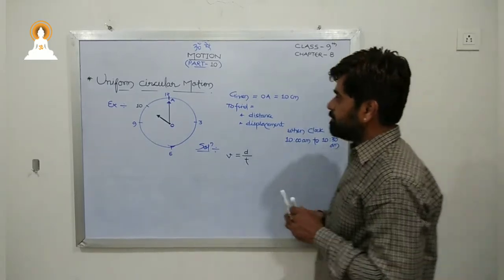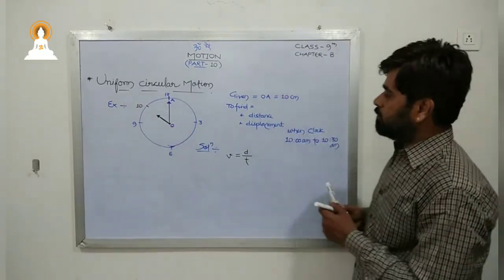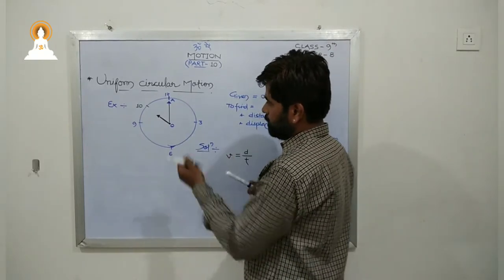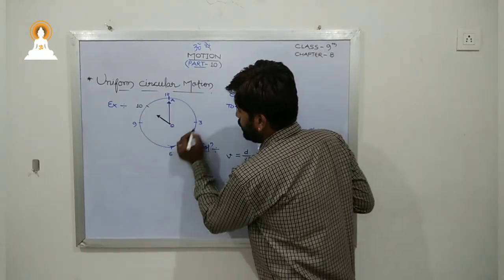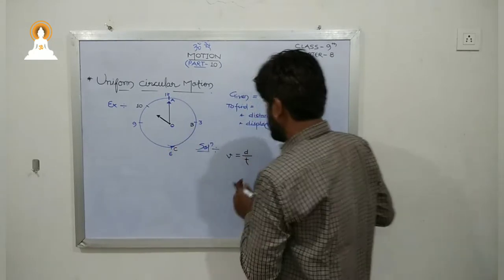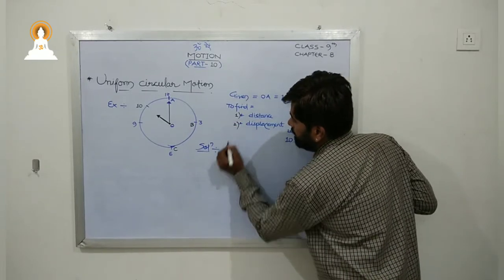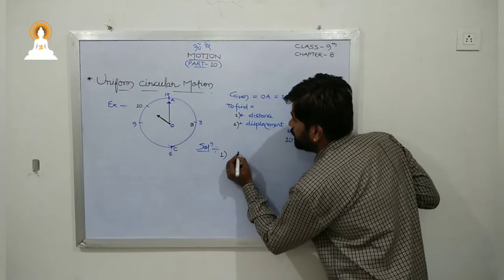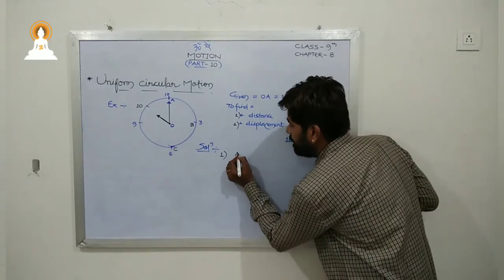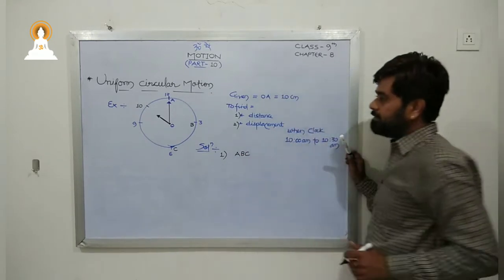Now, how much distance will be covered during this half an hour? Half an hour means it is moving from 12 to 6. 12 to 6 means A, O, say this point is B and this point is C. In the first part we have to cover the distance A, B and C.